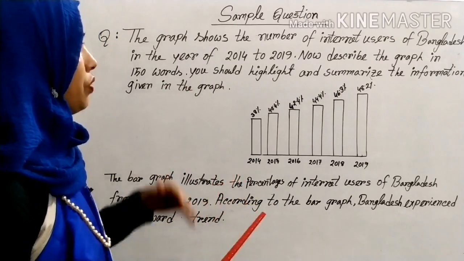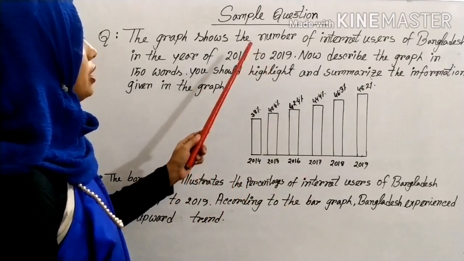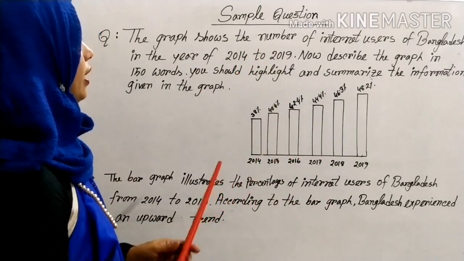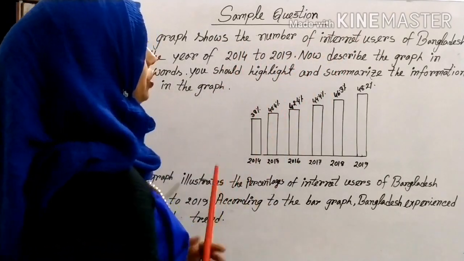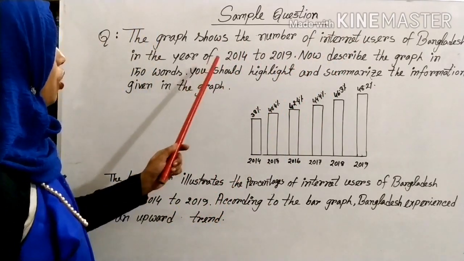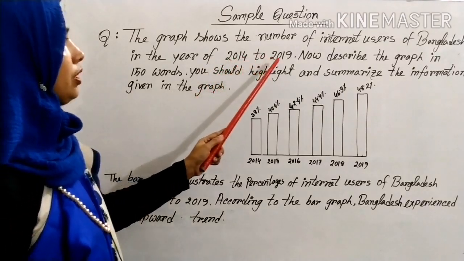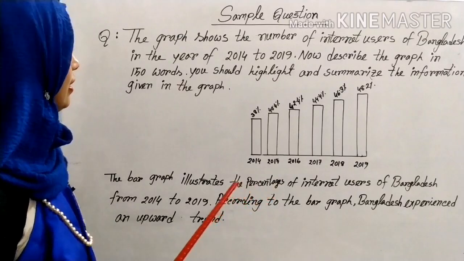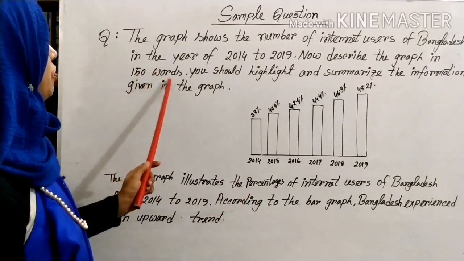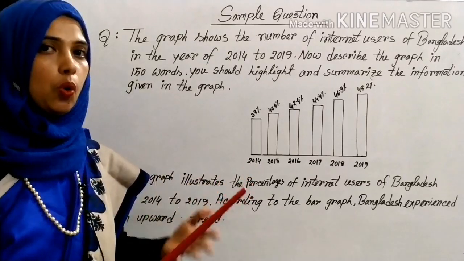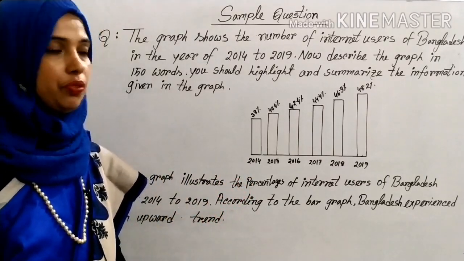From the question you have to understand properly about the certain point. Okay, so here you can see the number of internet users of Bangladesh, and the years already have been mentioned, from 2014 to 2019, and another certain point is 150 words. You have to describe the whole graph within 150 words.